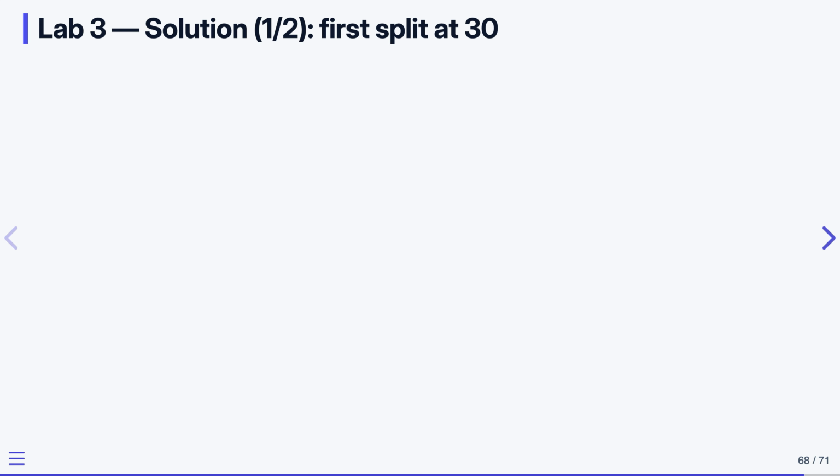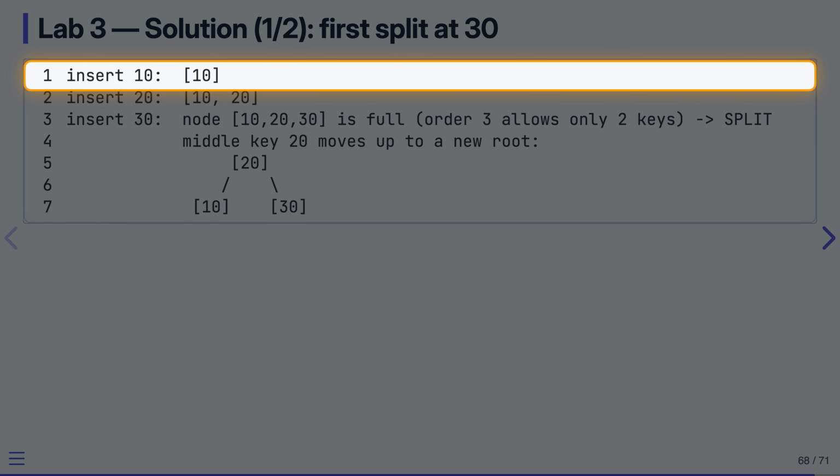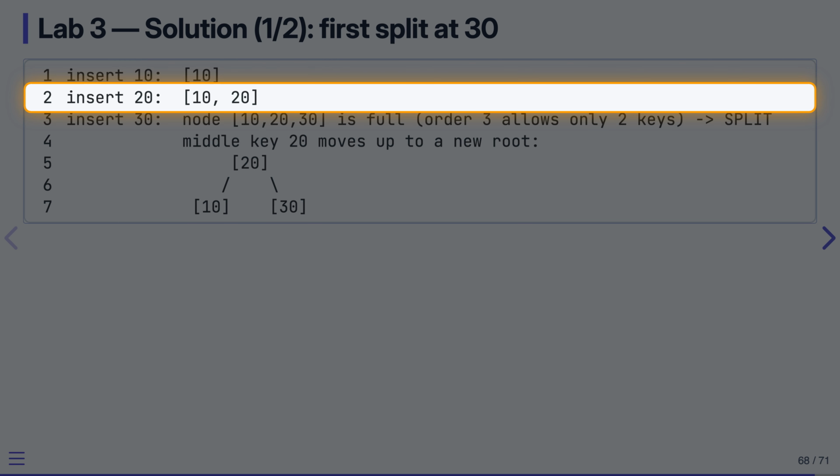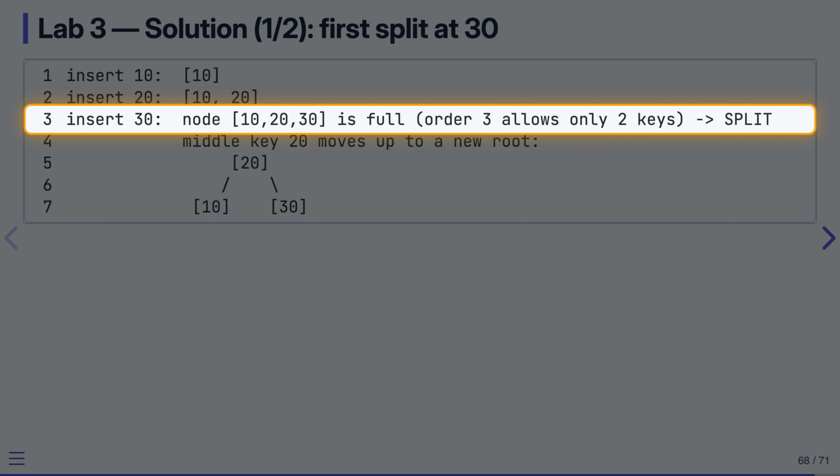Lab 3 is a hand trace with no code. Try drawing it first, then compare with this. Insert 10. The tree is a single node holding 10. Insert 20. It joins the same node which now holds 10 and 20. An order 3 node can hold 2 keys. Insert 30. Now the node would hold 3 keys, but 2 is the limit, so the node splits.